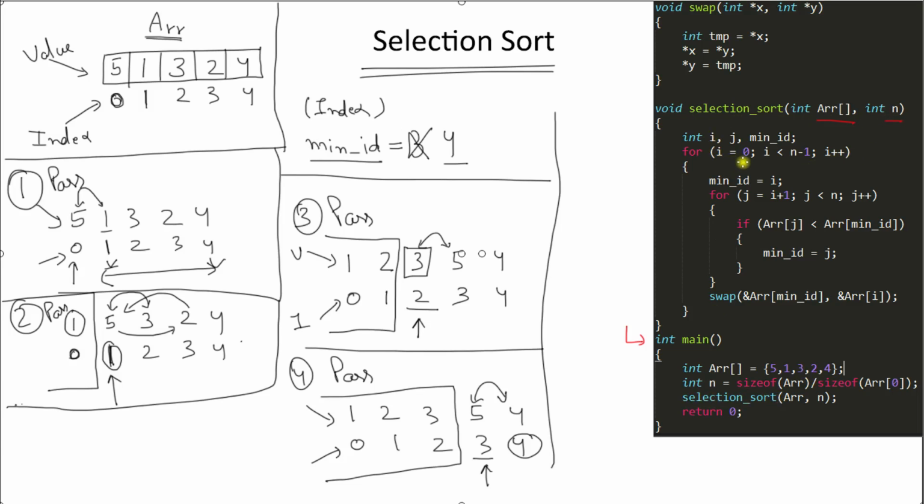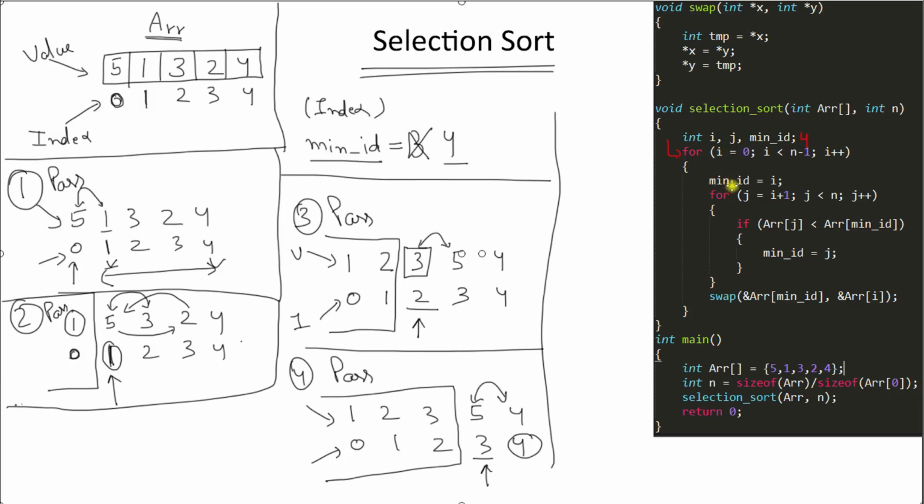I will go from 0 to n minus 1 and j will go from i plus 1 to n. So you have passed this array here. We have reached this for loop where i is equal to 0 to n minus 1. So n is 5 here, so this would be 4, so i less than 4.